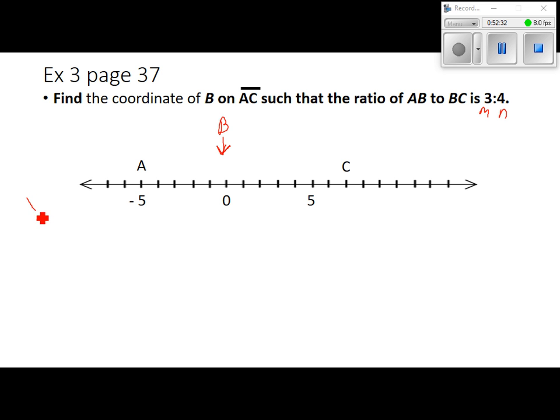What's your x1 this time? What point are we starting at? Negative 5. What's your x2 this time? Which point are we ending at? 7. What's our m this time? 3. What's our n this time?